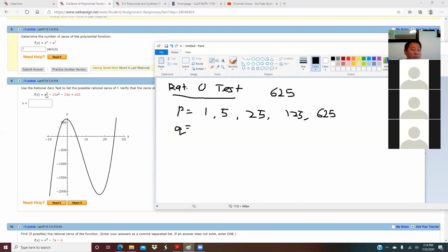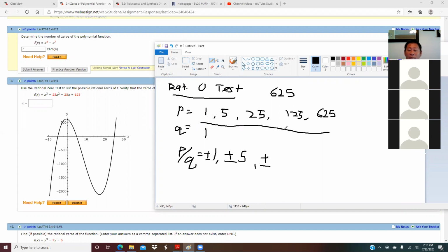Q is a factor of the leading coefficient. The good news is this is 1. So how do you figure out the rational zeros? You take all these P's divided by your Q. So your answer in this case will be 1, 5, 25, 125, 625. But in order to do that, you have to give me plus minus. Plus minus 1, plus minus 5, plus minus 25, plus minus 125, and plus minus 625.